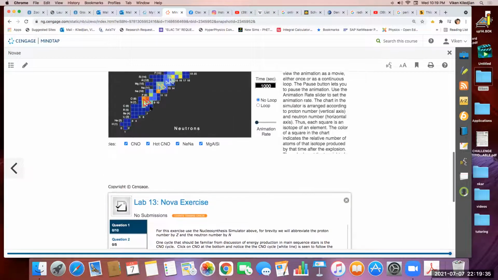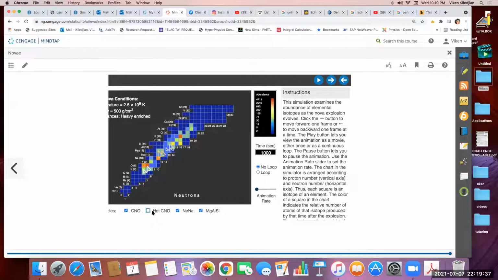So let's just click this one. So the white line goes what here? Let's see here. Oh, so it follows here. It's almost like a zigzag.